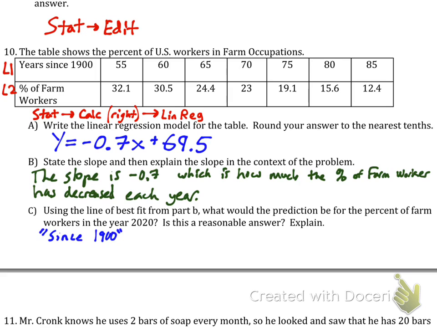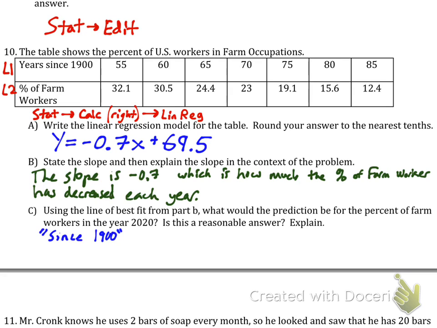So it's percent of the change in y, L2, over the change in x, L1. In other words, the change in percent of farm workers per year. Now, using the line of best fit from part A, what would the prediction be for the percent of farm workers in the year 2020?